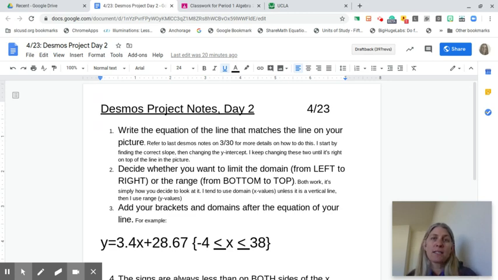And then our next lesson that we have for our Desmos project, we're going to talk about how to deal with those curves. So the very first thing that you need to do when you're creating a line to match a picture on your Desmos assignment is write the equation of the line that matches your line. We have notes from the 30th of March that go into more detail, but that's the first thing that we're going to talk about.